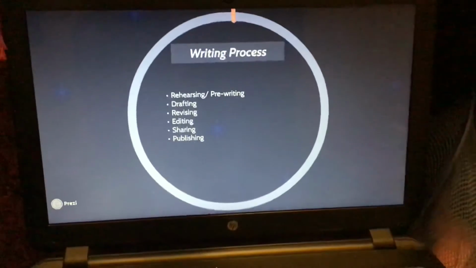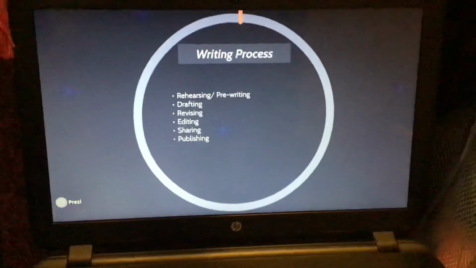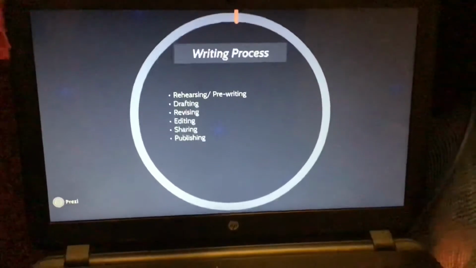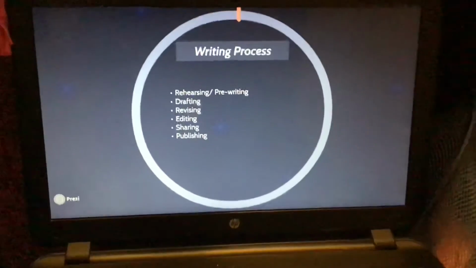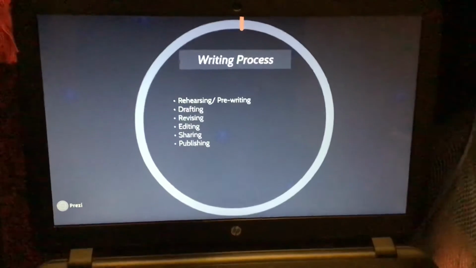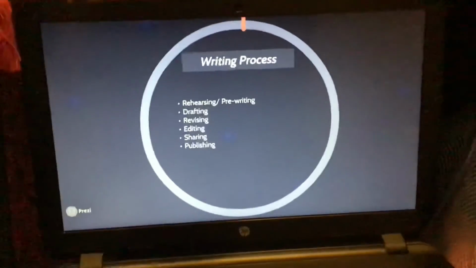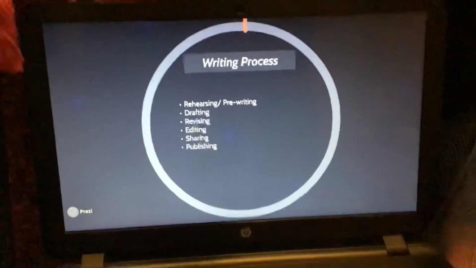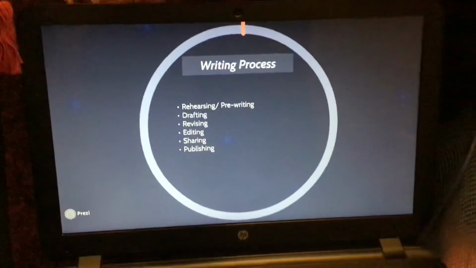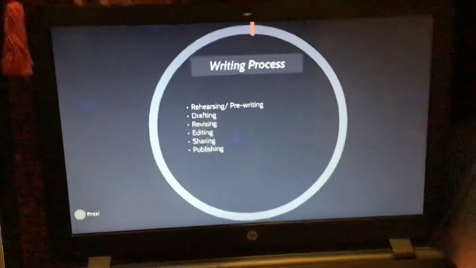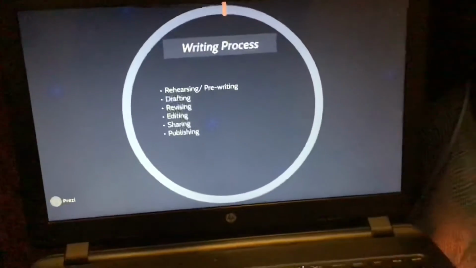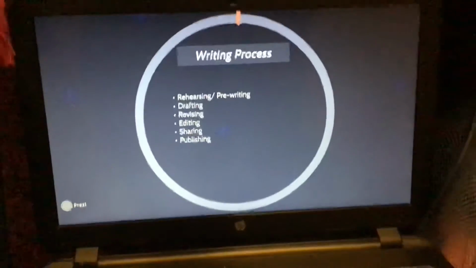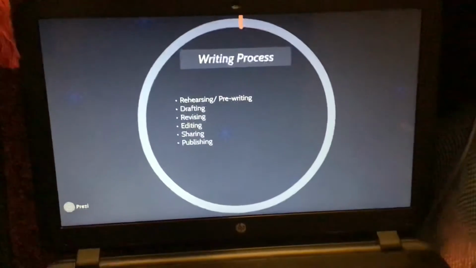Then we have the writing process, and there are 6 portions to this: rehearsing and pre-writing, drafting, revising, editing, sharing, and publishing. In the rehearsing and pre-writing stage, students are basically just coming up with ideas that they wish to showcase for their writing. In the drafting phase, students are actually writing what they're going to put out.